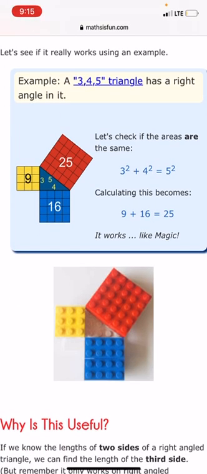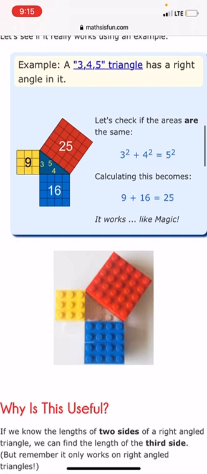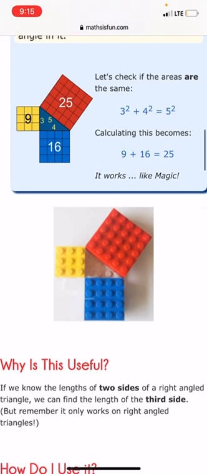And luckily for me, the student knew what to do. The student knew that they had to multiply, so multiplying the squares. 3 times 3 equals 9, and 4 times 4 equals 16, and 5 times 5 equals 25. So when calculating, it becomes 9 plus 16 equals 25. And there you go.